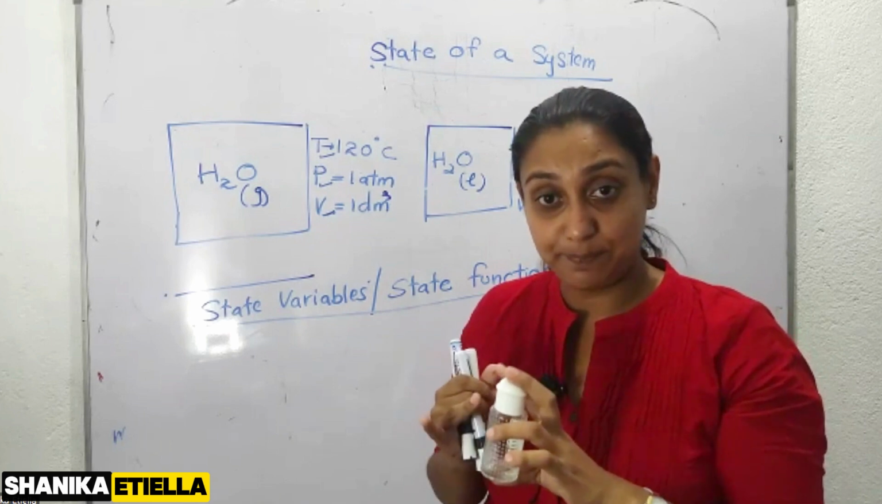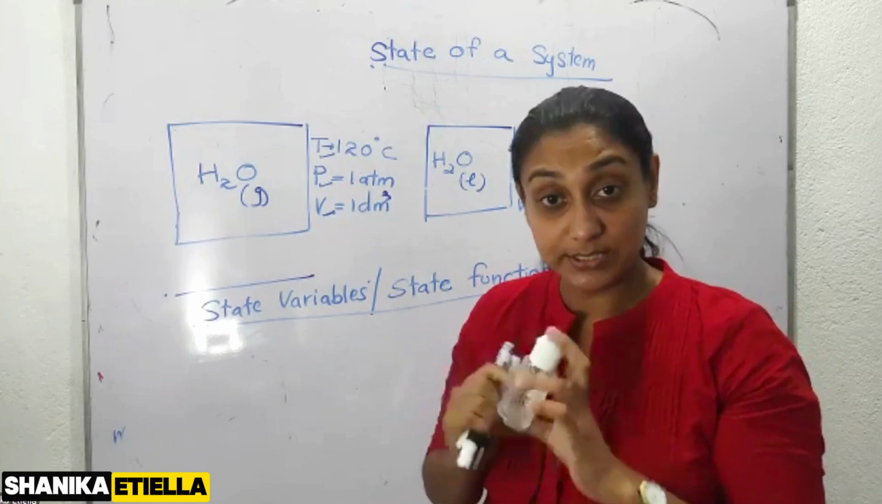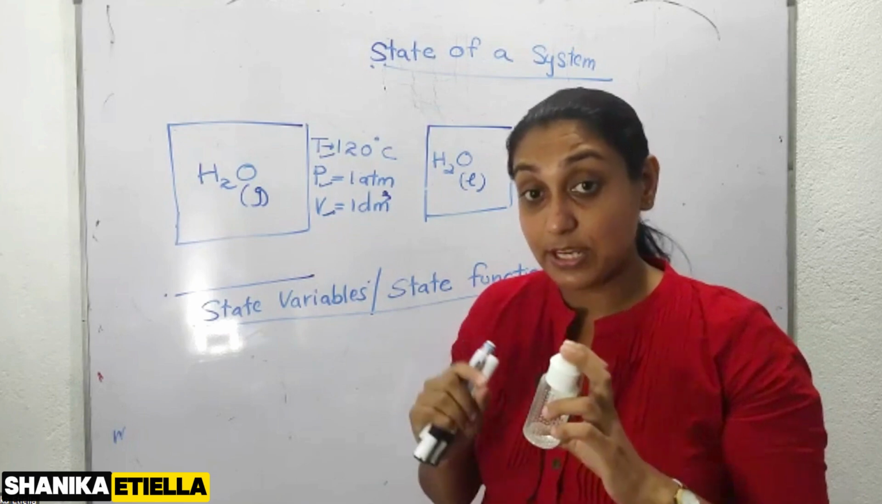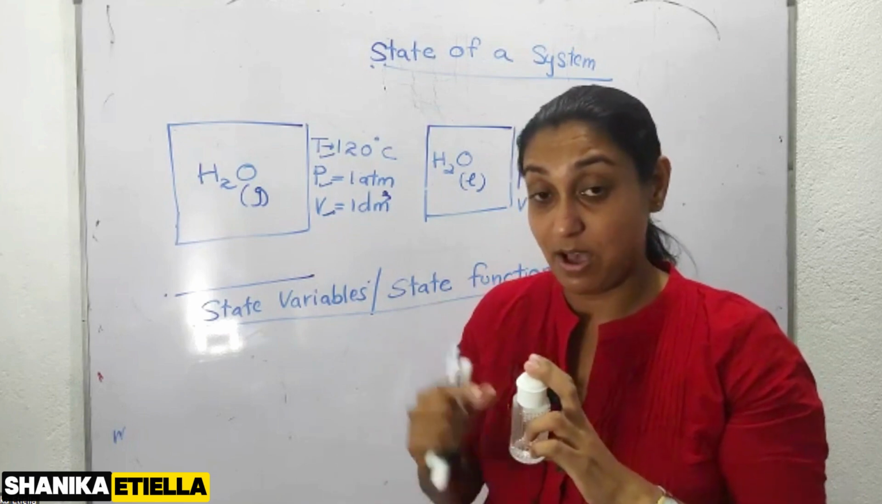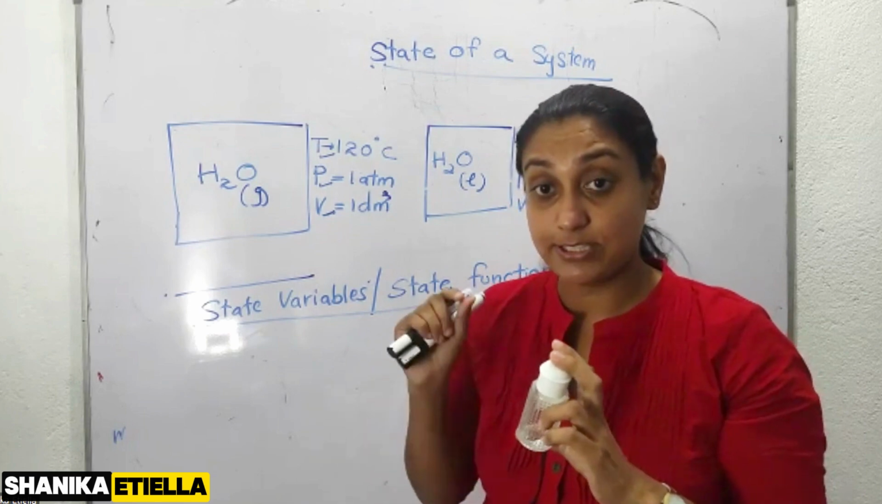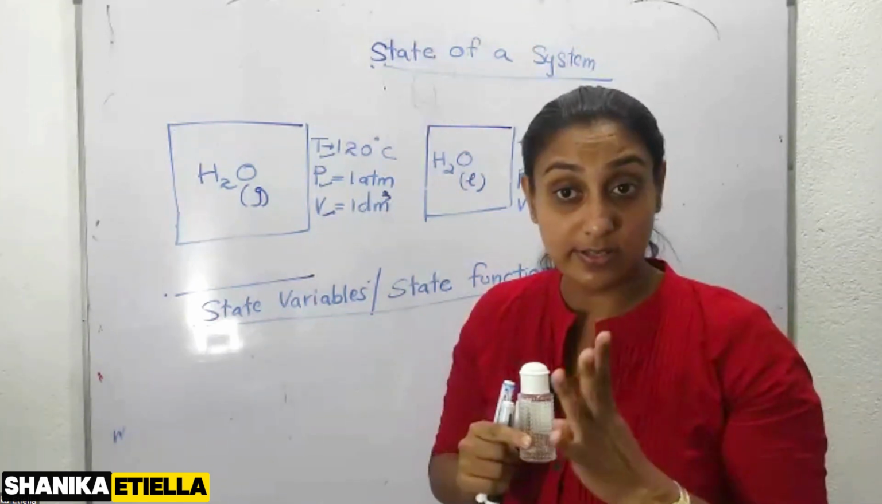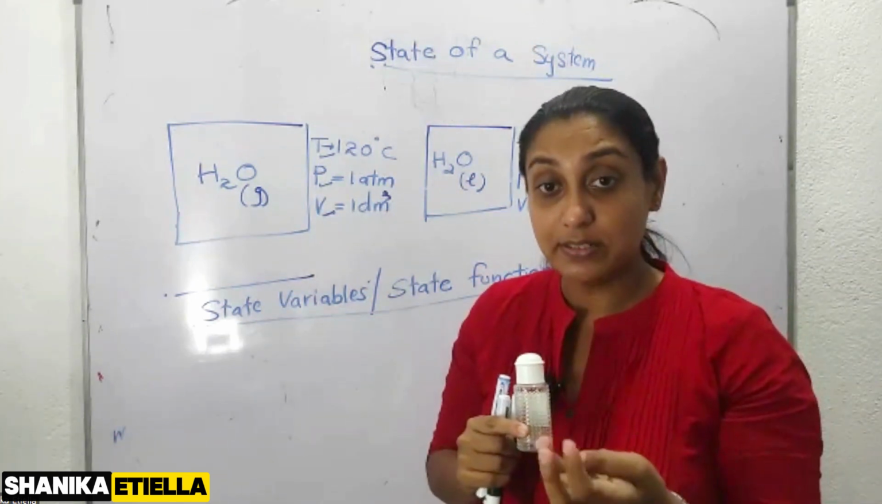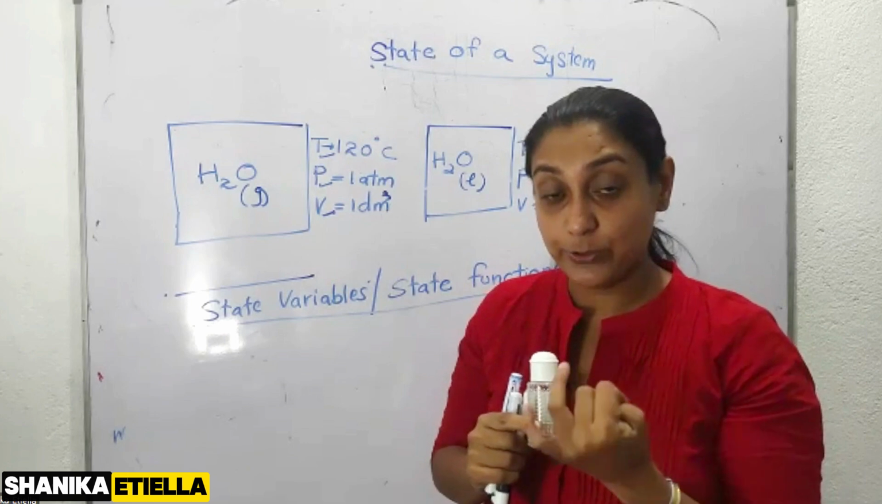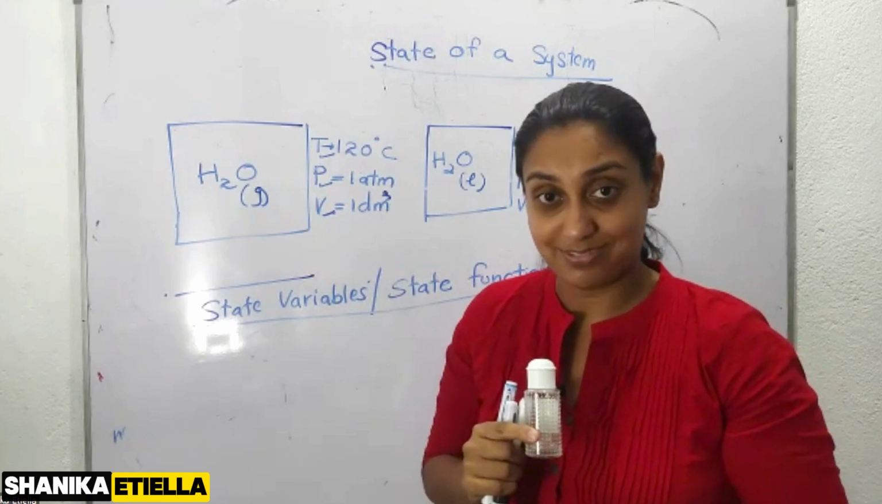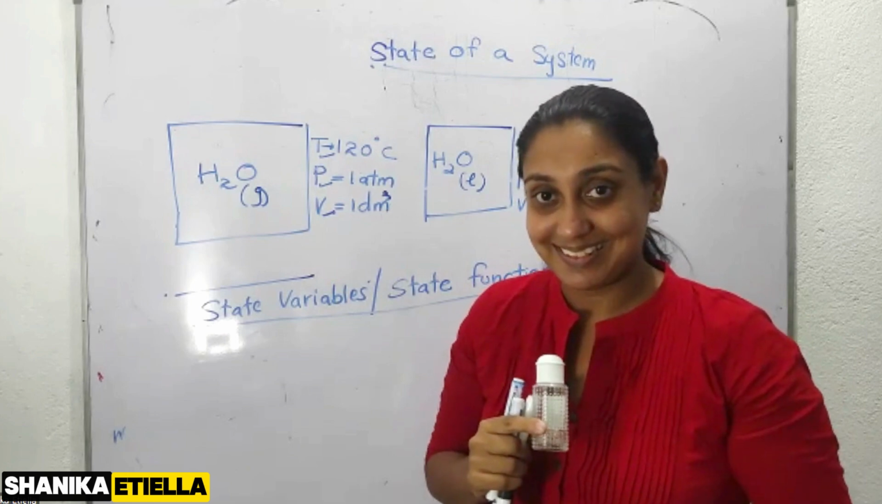The pressure, temperature, volume, and composition of the system, which are used to describe the system, are called state functions or state variables. Basically, the state variables are pressure, temperature, volume, and the concentration or composition. Clear?